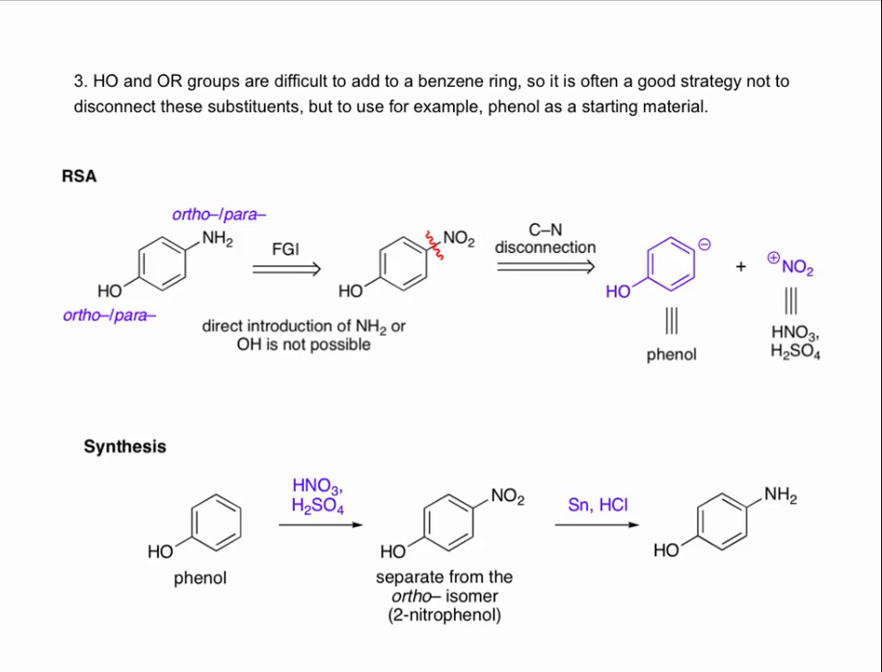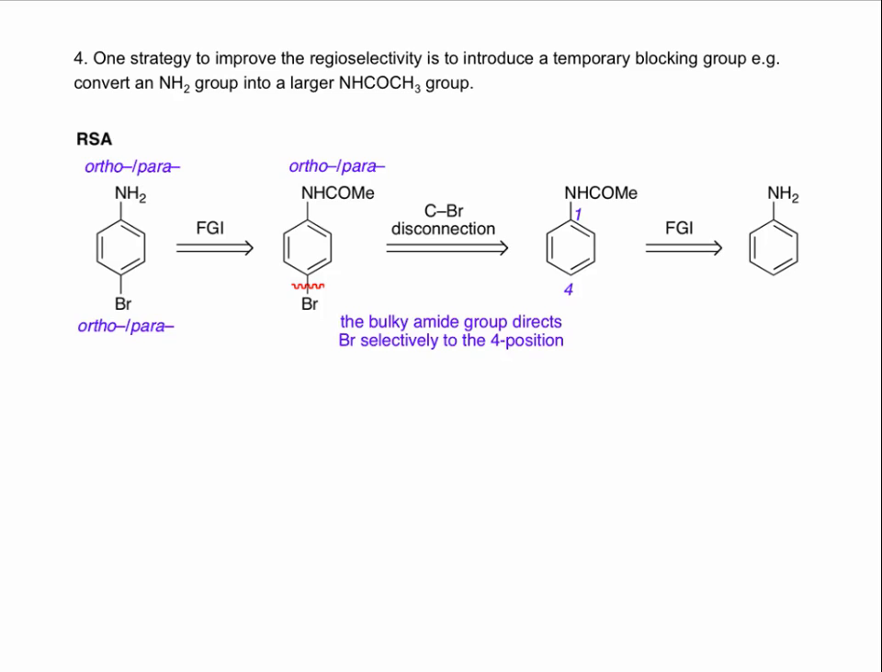So in terms of the forward reaction, we take phenol, we nitrate it, we get predominantly a para isomer, we separate it from the ortho isomer, and then we selectively reduce the nitro group to the NH2 group using tin and HCl.